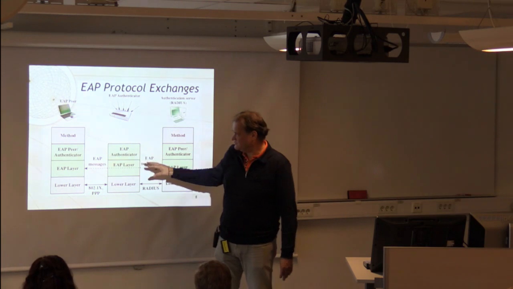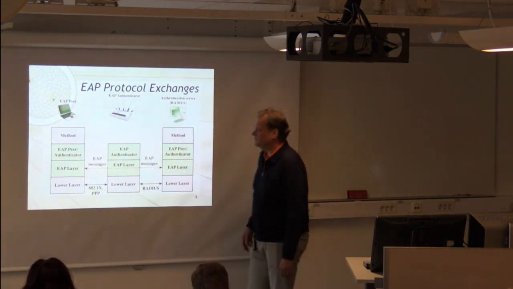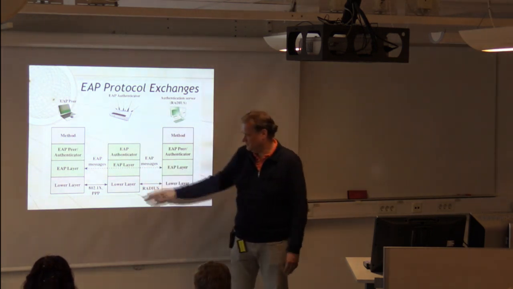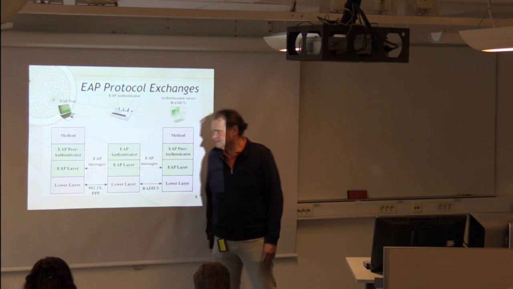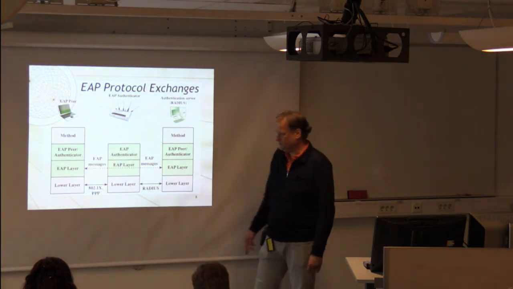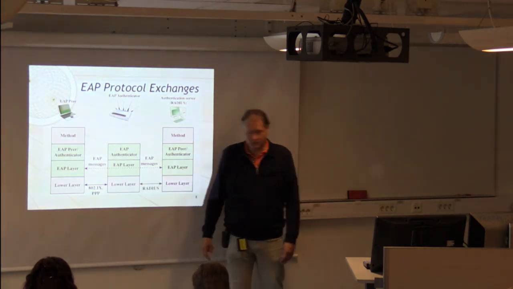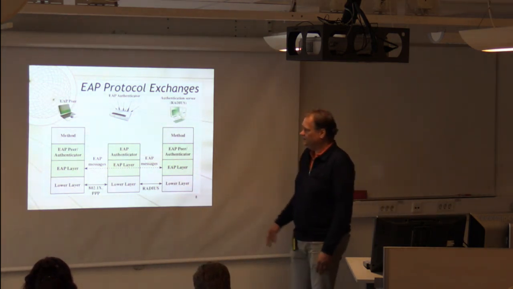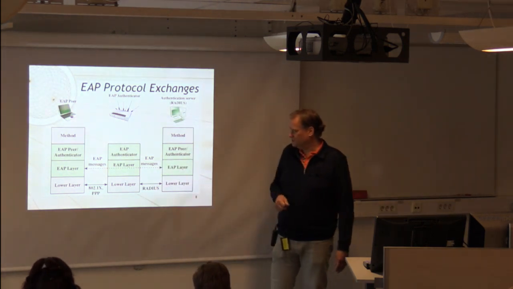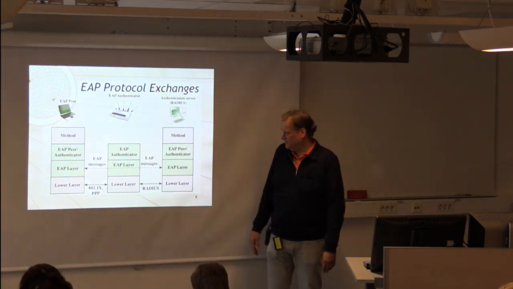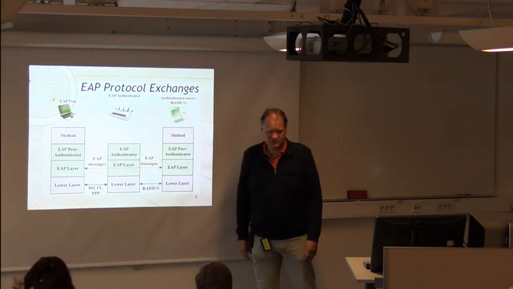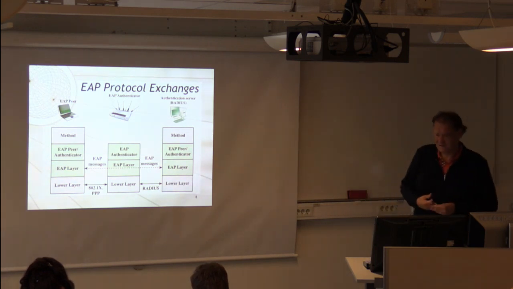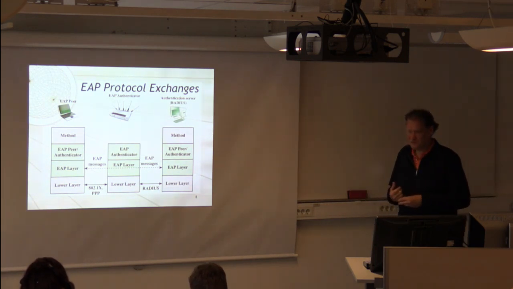So we exchange packets here between the peer and authenticator at the EAP layer. But of course, it has to be physically delivered on a physical network. So here we use 802.1X or PPP, depending on what type of physical network we have. And then between the authenticator and the authentication server, we also send messages. And now we typically use the RADIUS protocol here. It's not mandatory, there could be others as well, but that is a protocol to handle users and authentication.